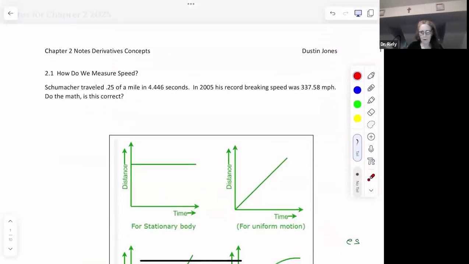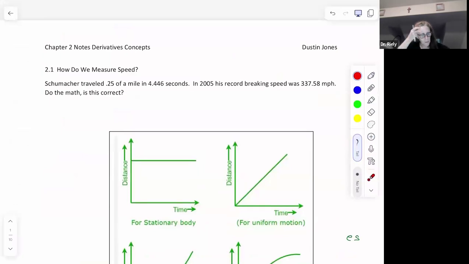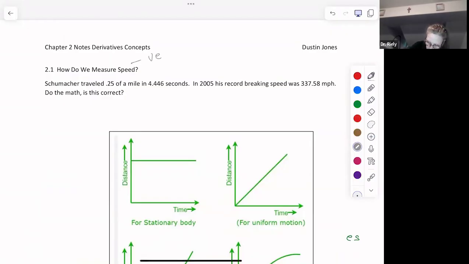So these are the notes that I posted. So we start out saying, how do you measure speed? So what they don't tell you initially is that speed is just like velocity. So this is velocity. So we're going to be measuring it in miles per hour.